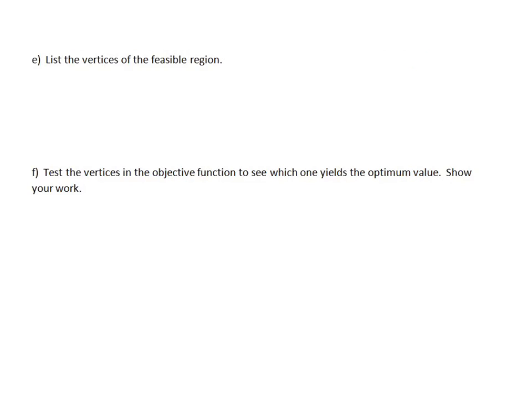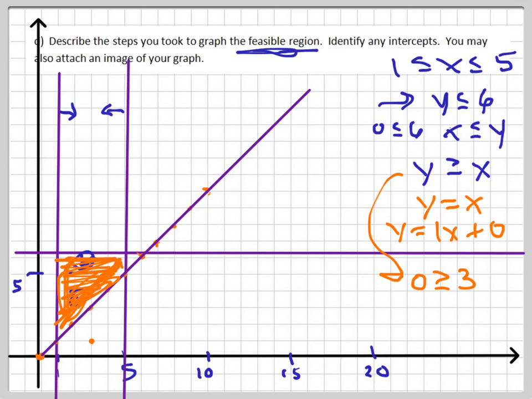Okay, so my next step, I need to list the vertices of that region. So as I'm graphing, I want to try to figure out what those points are, and most of these you should be able to see that they cross kind of evenly right on one of the integer marks, but if not, then you would need to do a couple other techniques. But in this case, we can just see from the graph what those vertices are.